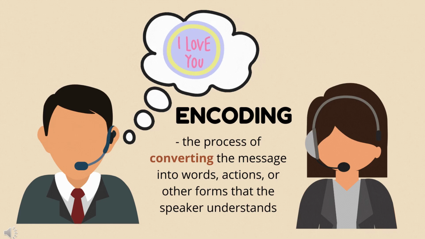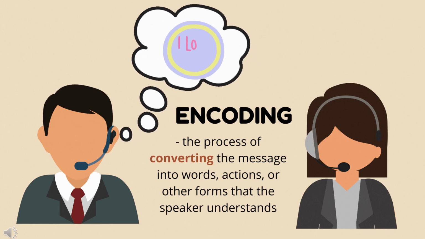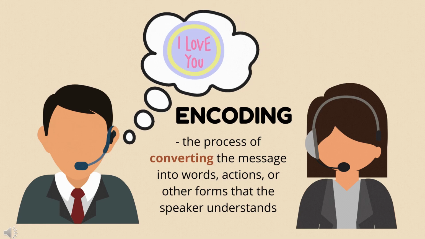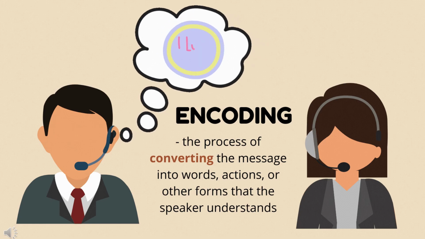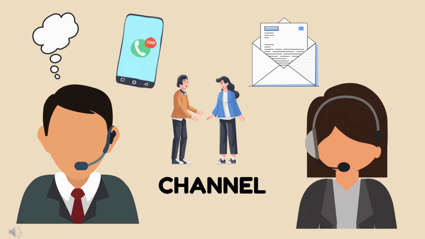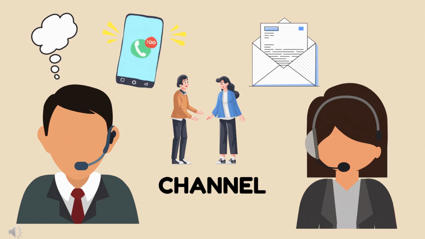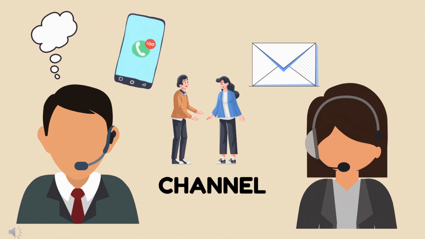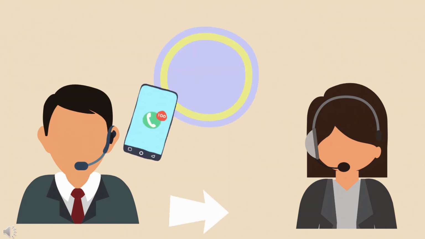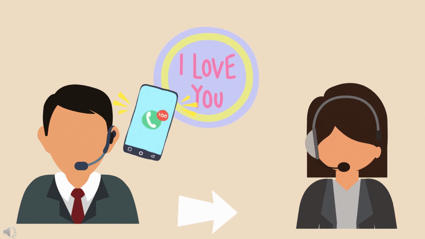What happens is that the message is encoded symbolically, such as in the form of words, pictures, gestures, before it is being conveyed. The sender selects the channel of communication that will be used. Should it be through a phone call, a letter, or should he just say it personally through a face-to-face conversation? The sender decides to use the cell phone. After the channel is chosen, the message then begins the process of transmission.